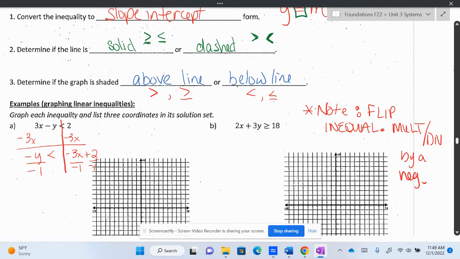So instead of this being less than, it's now going to be y is greater than. My negative y divided by negative 1 turns into a positive y. Negative 3x divided by negative 1 turns into a positive 3x. And positive 2 divided by negative 1 is negative 2.